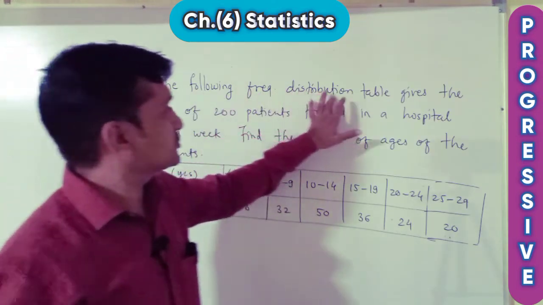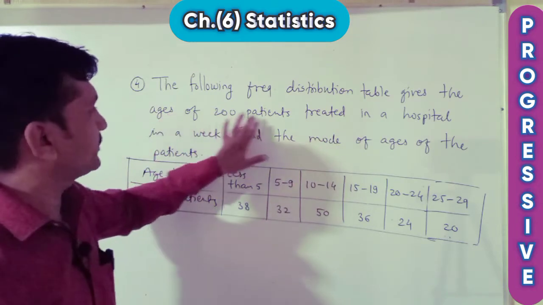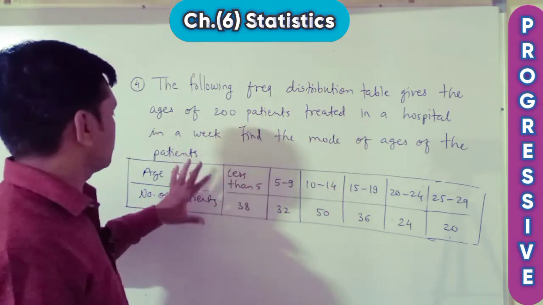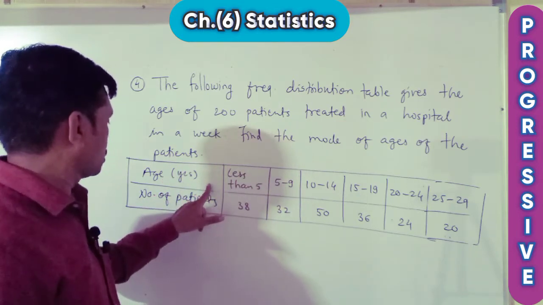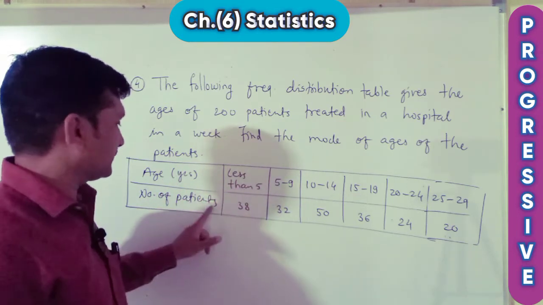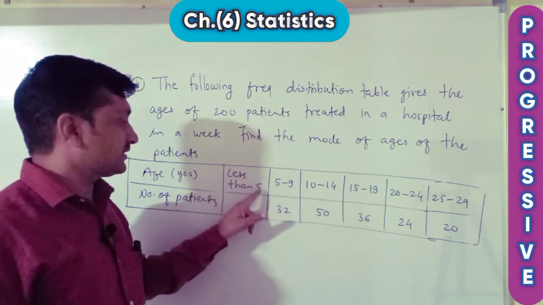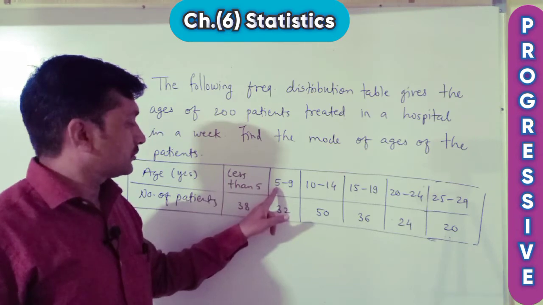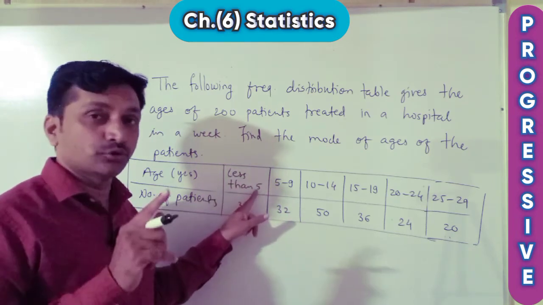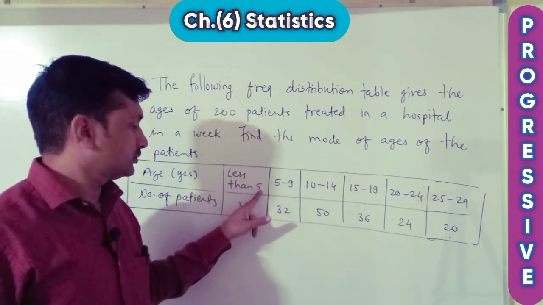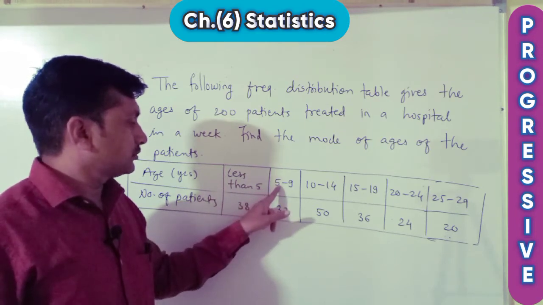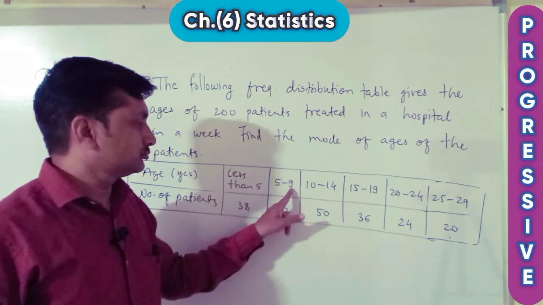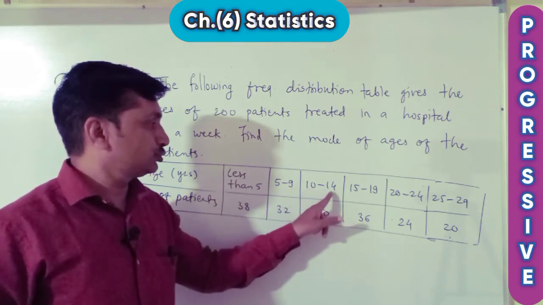The following frequency distribution table gives the ages of 200 patients treated in a hospital in a week. Find the mode of ages of the patients. The first row is age in years and the second is number of patients. Less than 5 means 1 to 4, or 0 to 4. Then 5 to 9, 10 to 14.